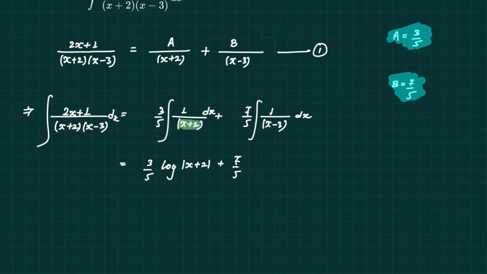Plus 7 by 5. Similarly here it's in the form of 1 over x, and since it is a linear polynomial, this will also be log of (x - 3), and the derivative of it is 1, so divided by 1, plus C.